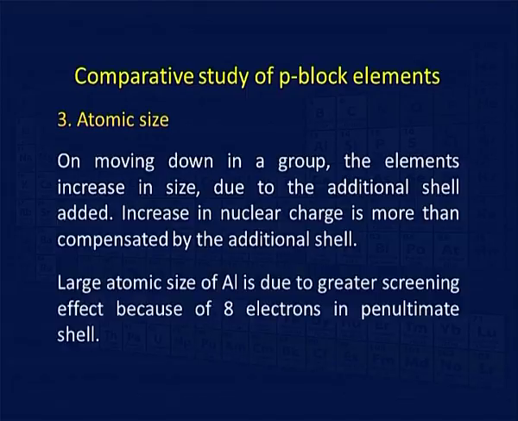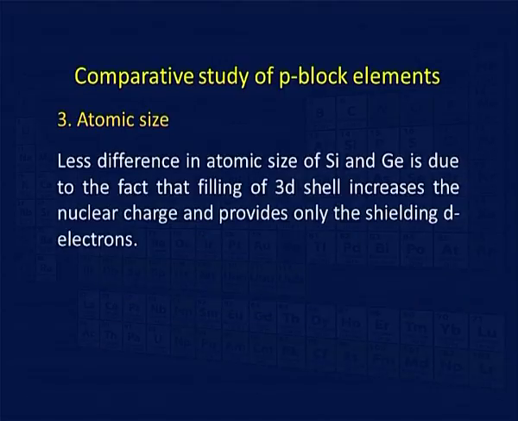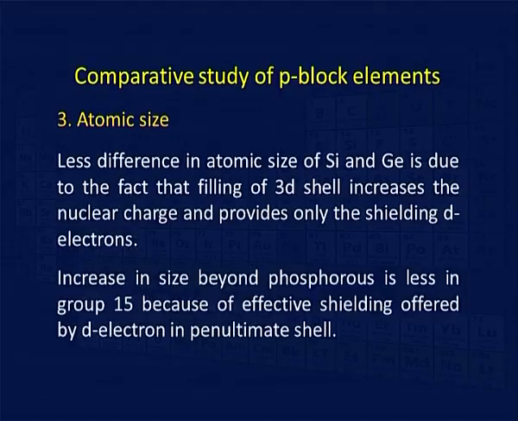The large atomic size of aluminum especially is due to the greater screening effect because of the 8 electrons in the penultimate shell present with the aluminum. The smaller difference in atomic size of silicon and germanium is due to the fact that filling of the 3d shell increases the nuclear charge and provides only poorly shielding d electrons. The increase in size beyond phosphorus is less in group 15 because of the effective shielding offered by the d electrons in the penultimate shell.